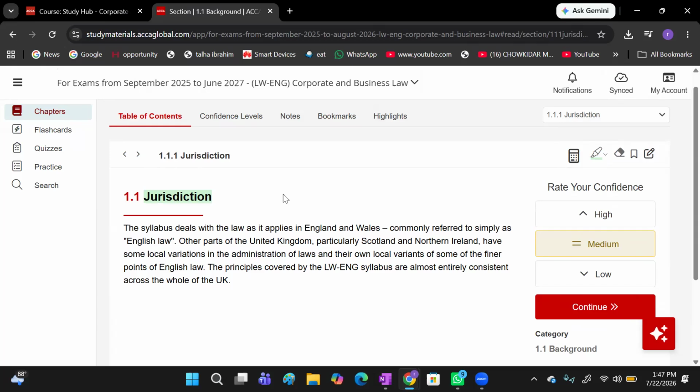Because we are studying English law, it is applicable in the United Kingdom: England, Wales, Scotland, and another island. All right, that's where it's going to be applicable. Even though Scotland and Ireland have some of their local laws as well, mainly the English law that we're going to study is applicable in the United Kingdom: England, Wales, Scotland, and Northern Ireland.